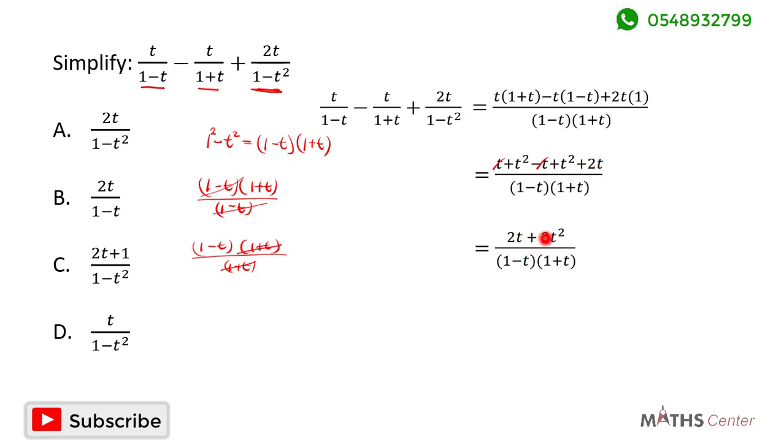2t is a common factor, so let's factorize it out. When we do that, we are going to have 2t into bracket 1 plus t divided by 1 minus t, 1 plus t. 1 plus t is a factor on the numerator. 1 plus t is a factor on the denominator. So they can cancel out. So 1 plus t cancels 1 plus t. And we will be left with 2t divided by 1 minus t. So when we simplify this expression, we are going to have 2t divided by 1 minus t. When we look through the options, we can see that the correct option is B.